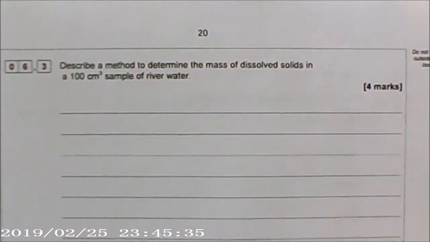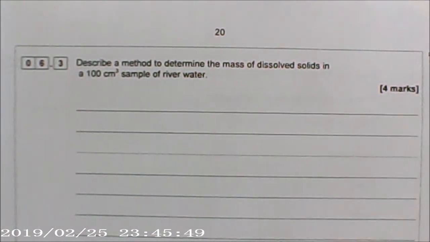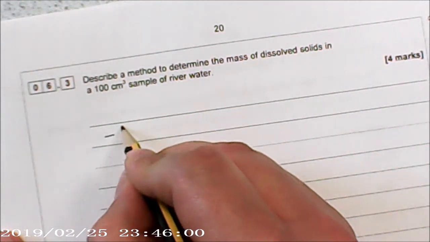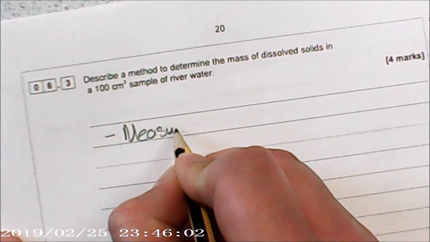Okay, 6.3. So this question is worth 4 marks. Describe a method to determine the mass of dissolved solids in a 100 centimetre cubed sample of river water. So I think this is one of the first practicals that I filmed and put on the YouTube channel. This is a required practical, so we do need to know how to do this. So first thing that we can do is measure 100 centimetres cubed of water, of river water or sample.